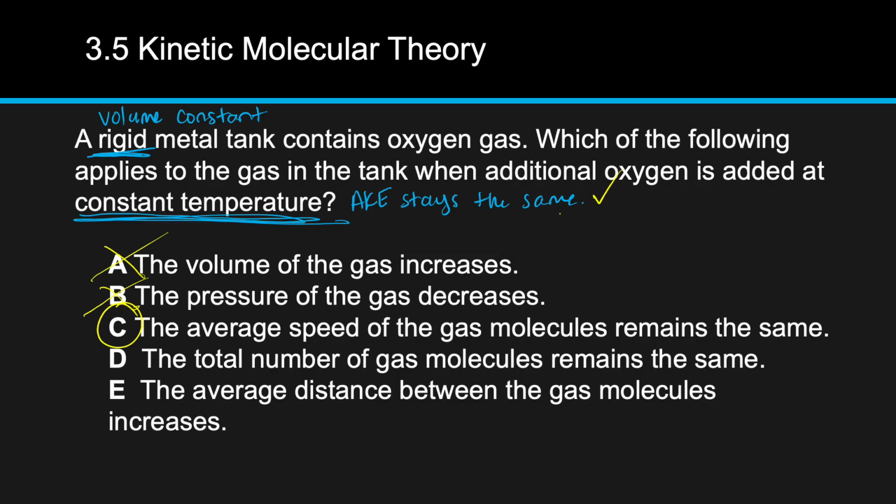D says the total number of gas molecules remains the same. That's not correct because you're adding more oxygen to the container. And then E says the average distance between the gas molecules increases. Well, since you're adding more molecules in the same amount of space, it's actually going to decrease the distance between the gas molecules. So C is our final answer.